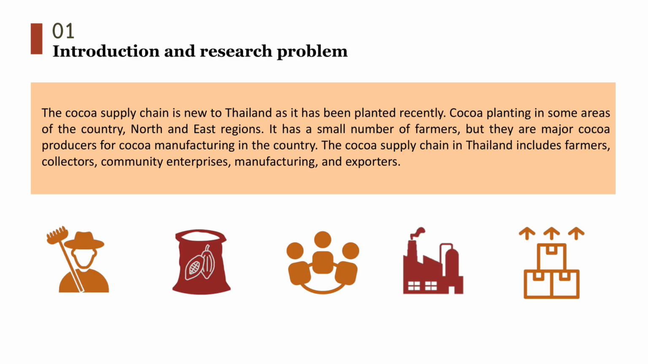There is the introduction and research problem. The cocoa supply chain is new to Thailand as it has been planted only recently. Cocoa is planted in some areas of the country, the north and east regions. It has a small number of farmers, but there are major cocoa producers for cocoa manufacturing in the country. The cocoa supply chain in Thailand includes farmers, collectors, community enterprise, manufacturing, and exporters.